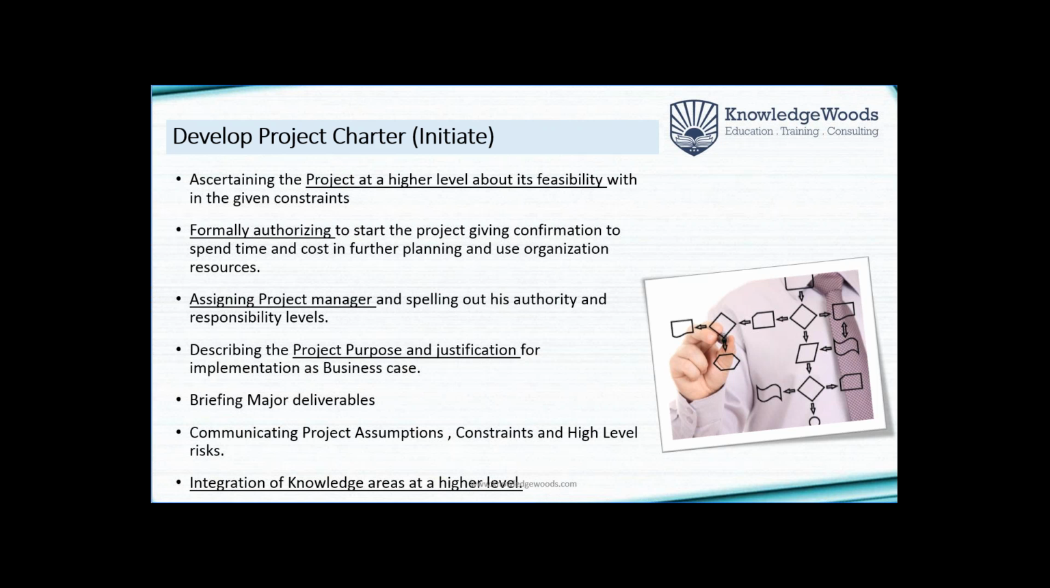And then the project charter also describes the project purpose and justification. What was the purpose? What was the reason for which we started? What is the justification? Have we done all the cash flow analysis? Have we talked to all the subject matter experts? Have they looked into it in very much detail, right? So this basically is nothing but a business case.